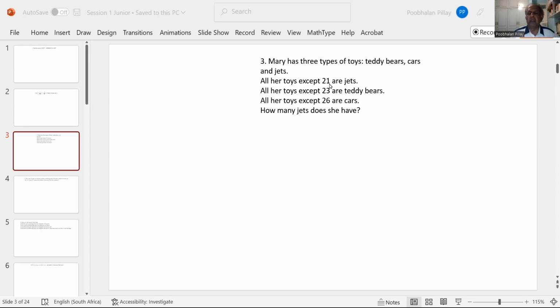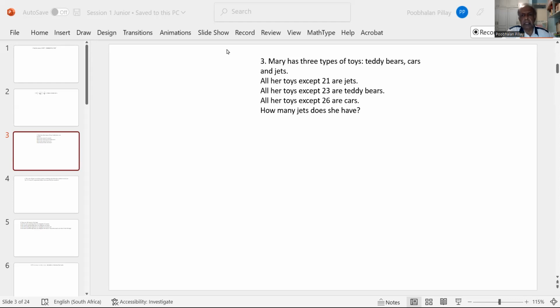So 21 of those 50 toys are not jets, right? That's what it means. The same thing here, all her toys except 23 are teddy bears. So 23 of all her toys are not teddy bears. And the same thing with 26 of her toys are not cars. How many jets does she have? So we don't know how many jets or teddy bears or cars she has.